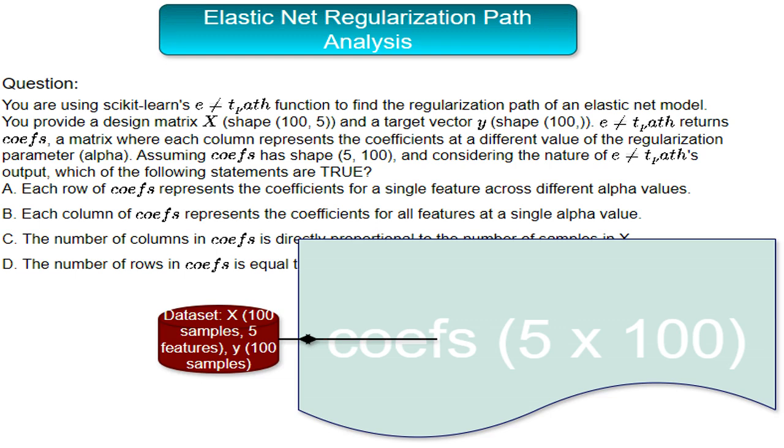Each row represents a feature from the dataset, and each column represents a different level of regularization strength. Think of it as a recipe book where every row is a different ingredient and each column is a version of the recipe with a different amount of each ingredient. The recipe book output has 5 ingredients and 100 versions.